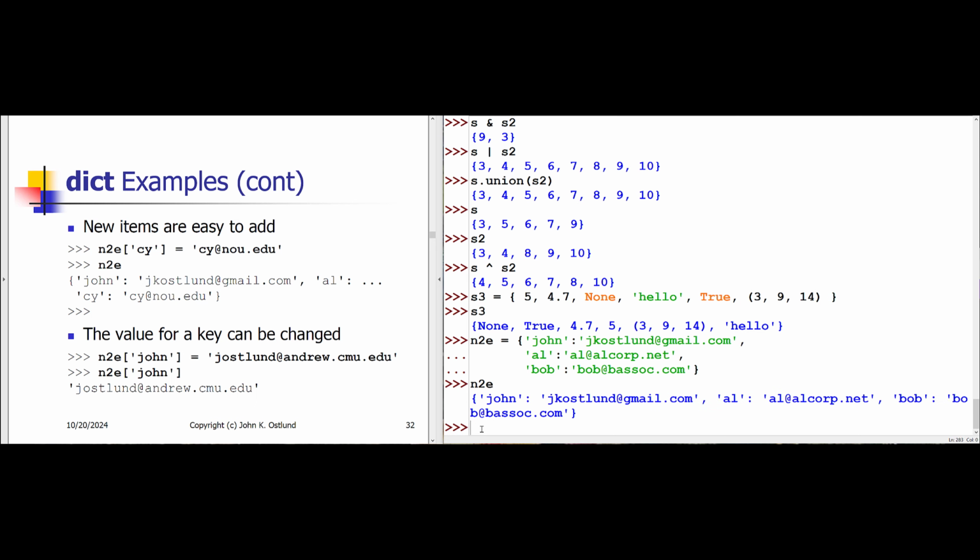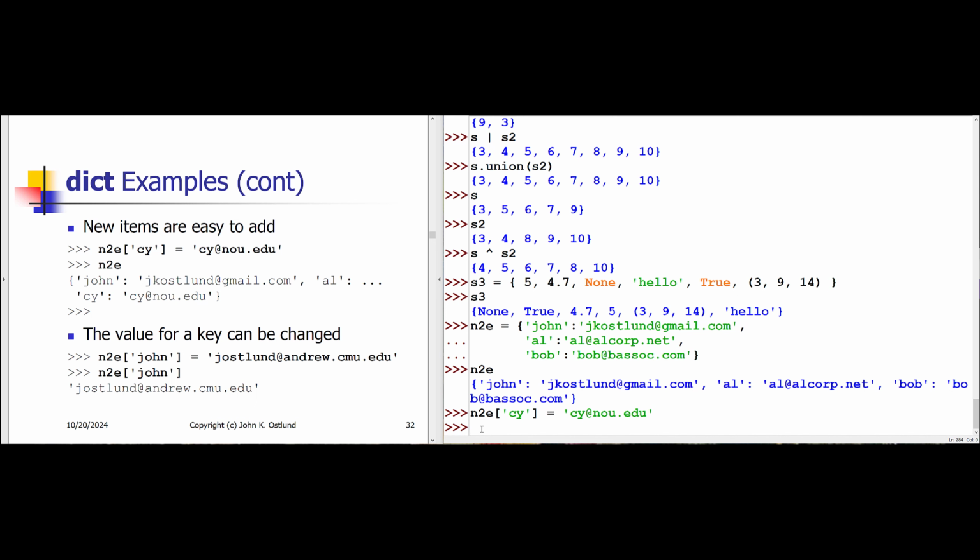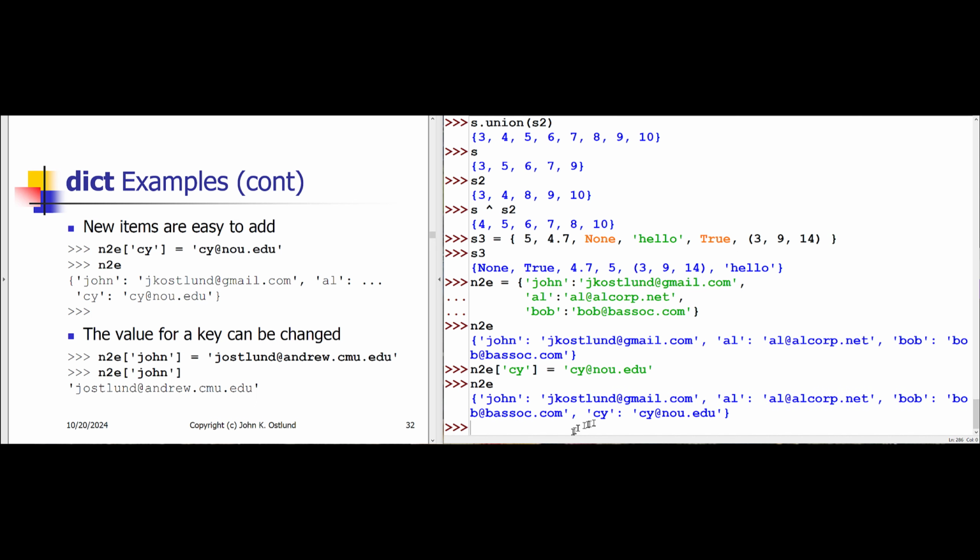All right, if I want to add a new value, a new item, I can say N to E and give the key for this new item, psi, let's say, with a value assigned for that key, psi at nou.edu. And now N to E has had that fourth item added.